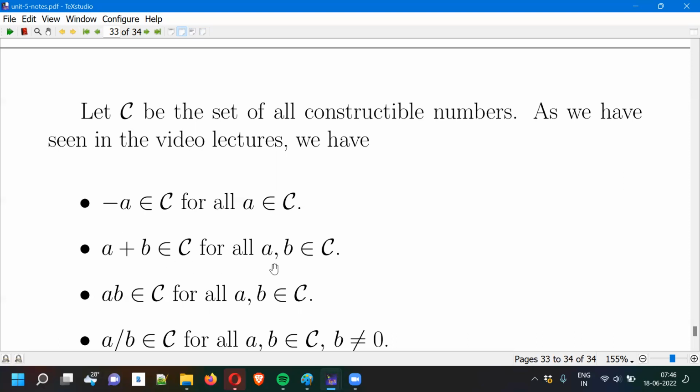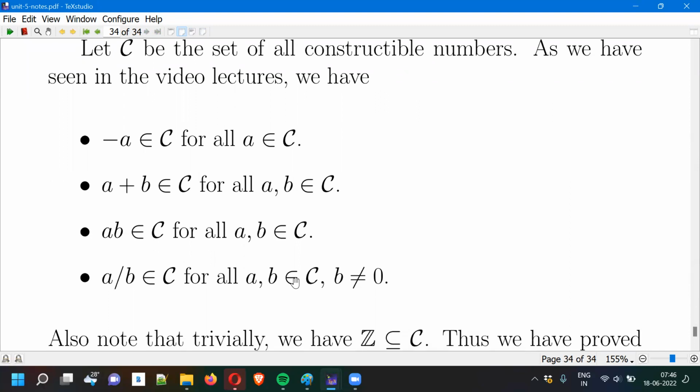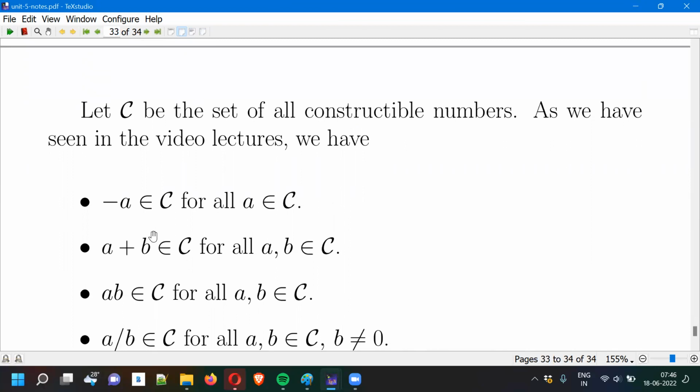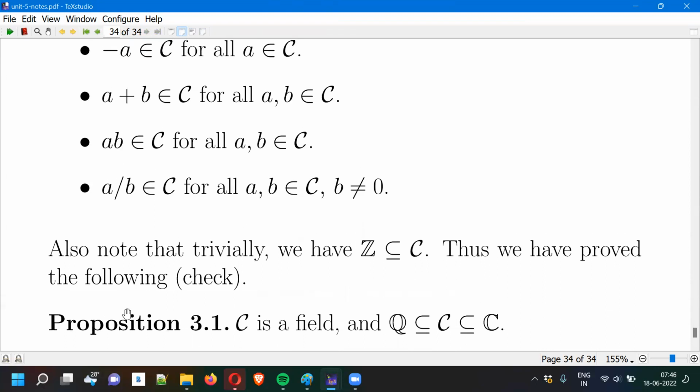Then if a and b are two constructible numbers, the sum a plus b is constructible. If a and b are constructible numbers, the product a times b is constructible. If a and b are constructible numbers and b is non-zero, then a by b is constructible. Do you see this set is closed under addition, negation, products, and division, right? So this is a field. That is the main thing.